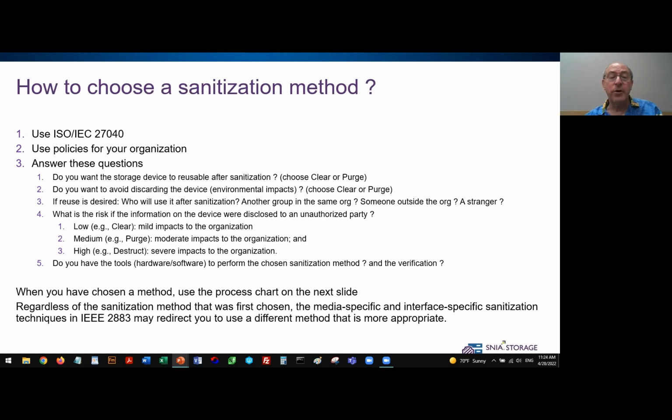So you got clear, purge, and destruct. Okay, that's all fine and dandy. How do you choose which one to use? Well, start with the guidance and the requirements in the ISO 27040. Your organization may have its own policies. If you're a large data center, your organization may have a policy that nothing is allowed to leave the data center in a usable state. So maybe destruct is what you want.